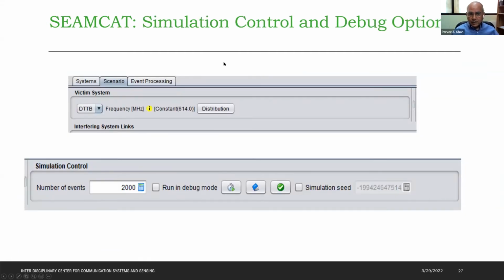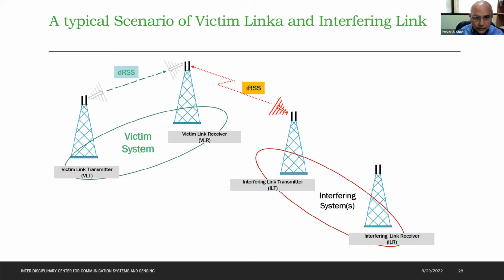Now, once the systems are created, naturally the system has to be run, and the scenario option gives you a simulation environment to be defined. You can run in debug mode and you can run in full mode. So these are the basic options to create systems and run the analysis. Now, what I'm going to do here is consider a VIC-10 system, which is a TV system, and an IMT system, which is going to interfere with the TV receiver. So this is the scenario we are going to create.